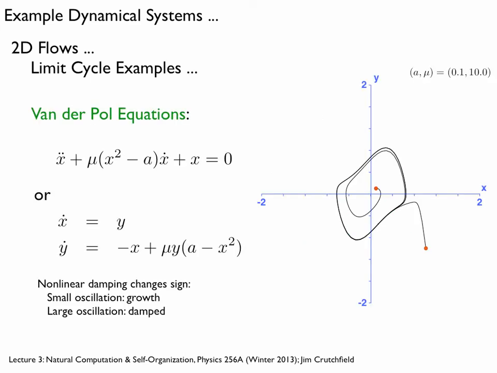So here's another example, a famous one, which I mentioned already, due to this Dutch radio engineer Balthazar van der Pol in the 1920s, and he was looking at this second-order differential equation. Now, if we just dropped this middle term here, x double dot plus x is equal to 0, that's the simple harmonic oscillator.